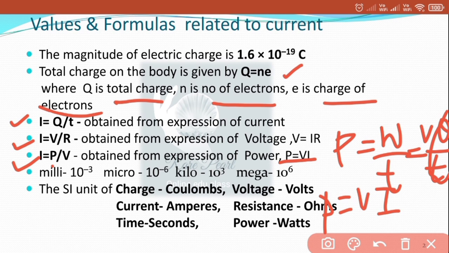Unit prefixes: milli is 10 power minus 3, micro 10 power minus 6, kilo 10 power 3, mega 10 power 6. SI unit of charge is coulomb, current is amps, time is seconds, volts is the SI unit of voltage or potential difference, ohms is the SI unit of resistance, and watts for power.